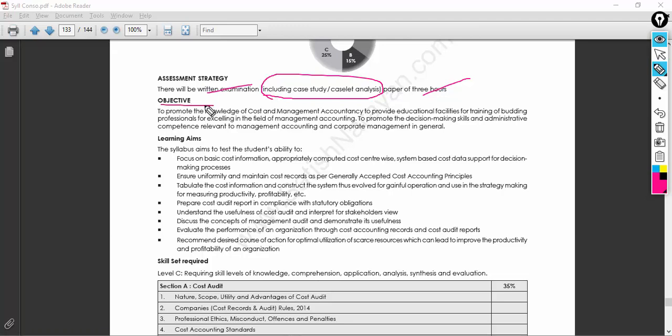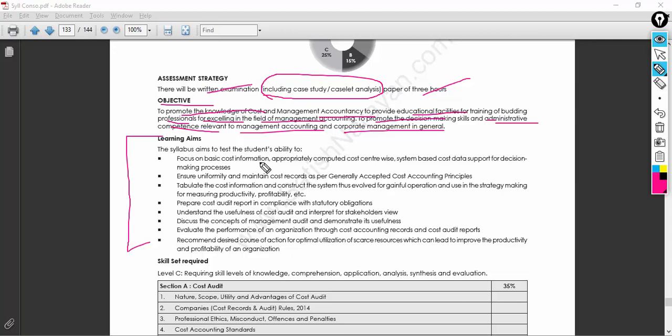The objective is to promote the knowledge of cost and management accounting, to provide educational facilities for training budding professionals for excelling in the field of management accounting, and to promote decision-making skills and administrative competence relevant to management accounting and corporate management in general. Perfect. So the learning aim has been given in such a big list.